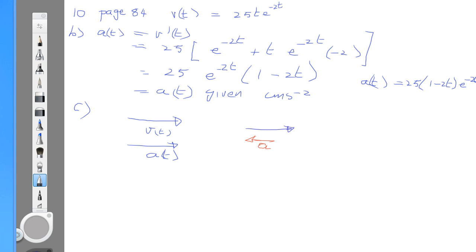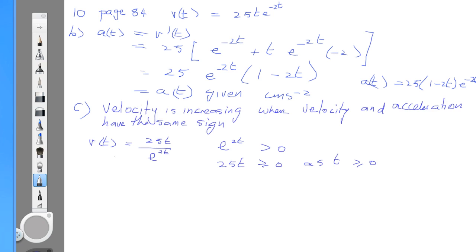So let's go ahead and do a sign diagram. To draw the sign diagram, the velocity will change direction around 0. So negative is to the left and positive is to the right. And to change from negative to positive, you've got to go through 0. When we look at the velocity function that we were given, I've written it as 25t, and I've written the exponential function with a positive power in the denominator. You know exponential functions are positive for all values of t, so e to the 2t is positive.